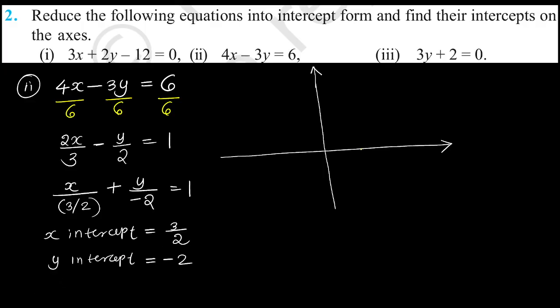X-intercept 3 by 2 means it cuts the x-axis at 3 by 2, or 1.5. Y-intercept is minus 2. It cuts the y-axis at minus 2, which will be on the negative side of the y-axis. So x-intercept is 3 by 2, y-intercept is minus 2. This is the required line. We get a rough graph of the line, okay? This will be the line.